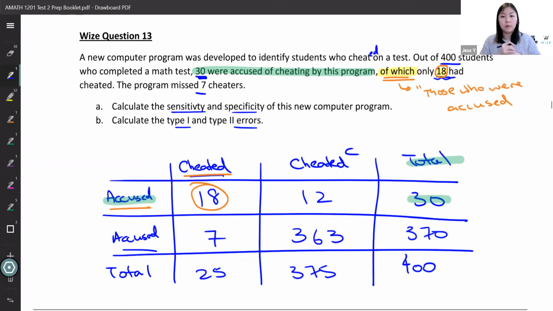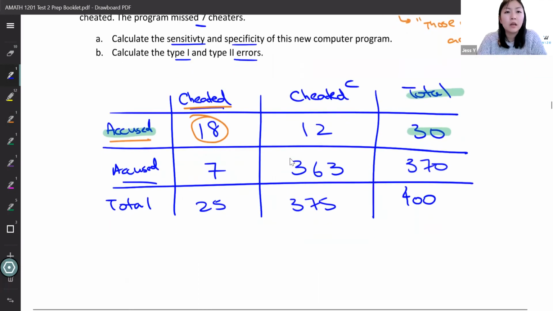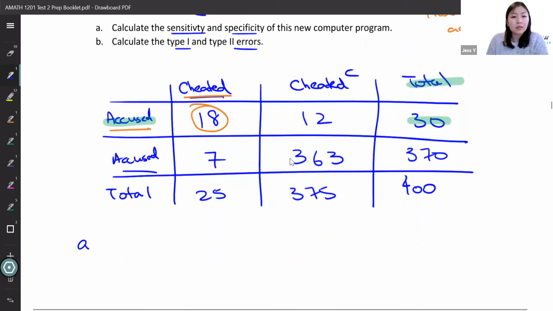363. Okay. So you're just adding up all the rows and adding up all the columns to get to the totals. Alrighty. Now let's actually answer part A and part B. Part A asks us to find the sensitivity and the specificity. So I'm going to start with sensitivity.